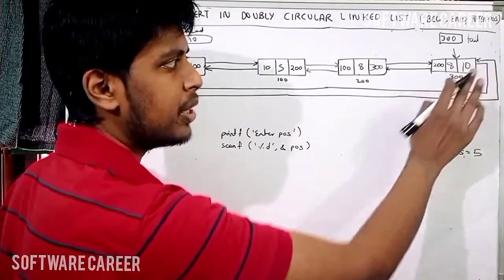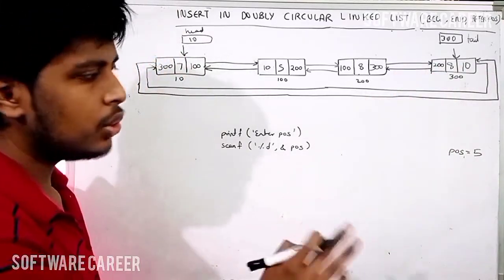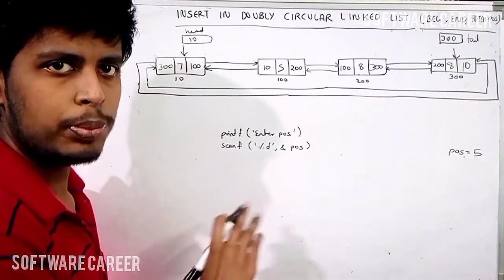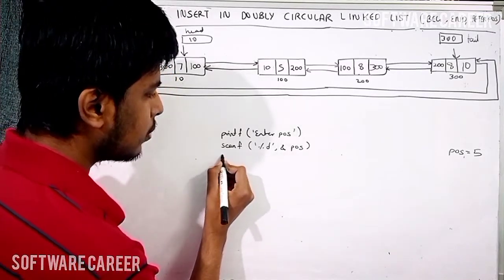There should be a 5th node present there. But there is no 5th node here. Only 4th node is there. So it's not possible. So you should print invalid. So what is the condition? I want to write the condition.